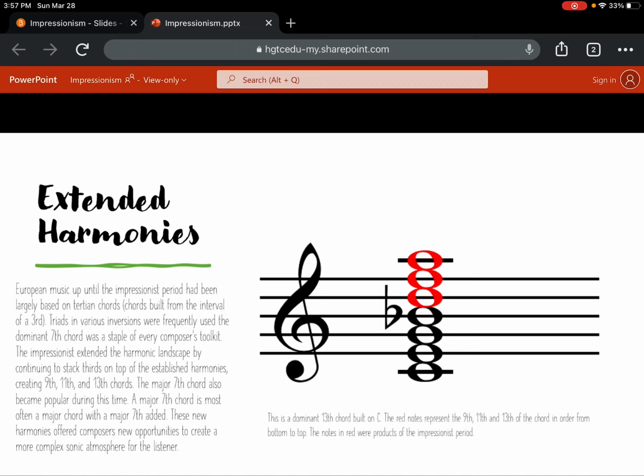However, it does create what the Impressionists were all about, which was this very interesting mood, this very interesting feeling, because that's definitely more interesting to hear than just this. It has more life, it has more of what we'd call tone color. These new harmonies offered composers new opportunities to create more complex sonic atmosphere for the listener. And so these types of stacked chords with additional notes, 9ths and 11ths and 13ths and so on, we start to see more and more.